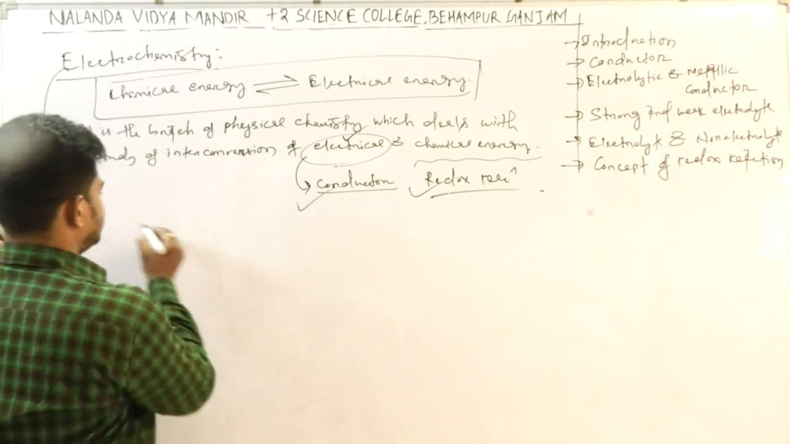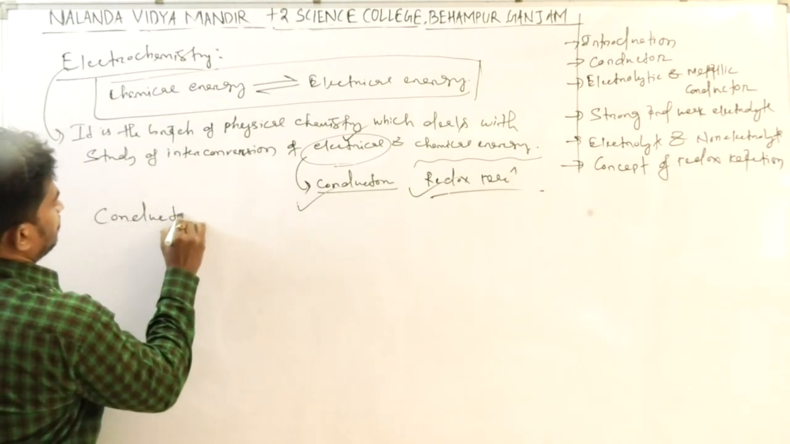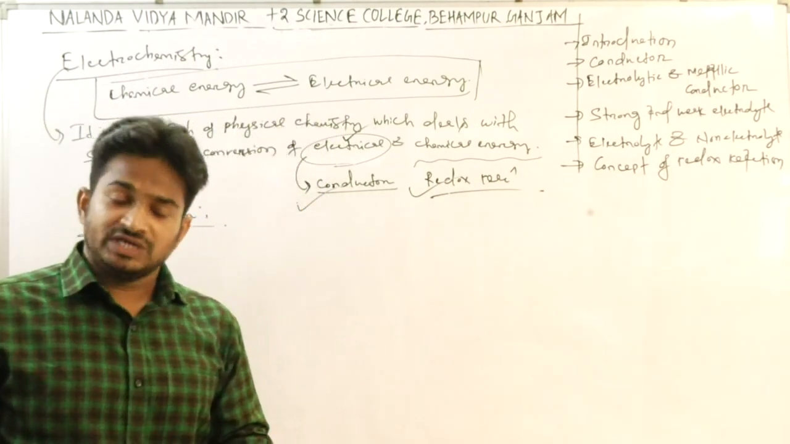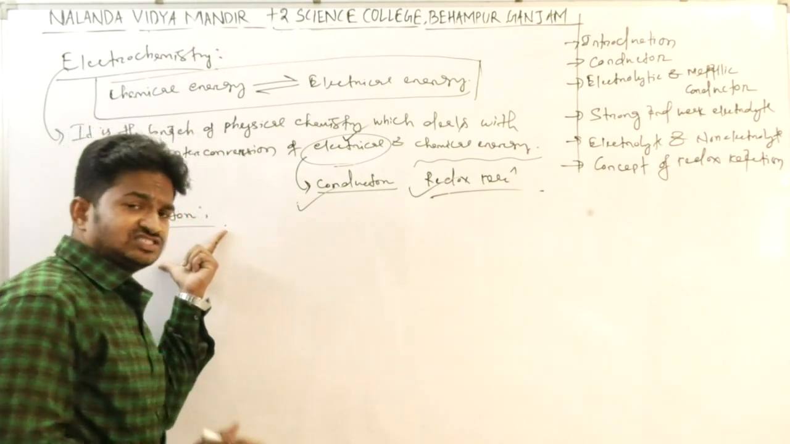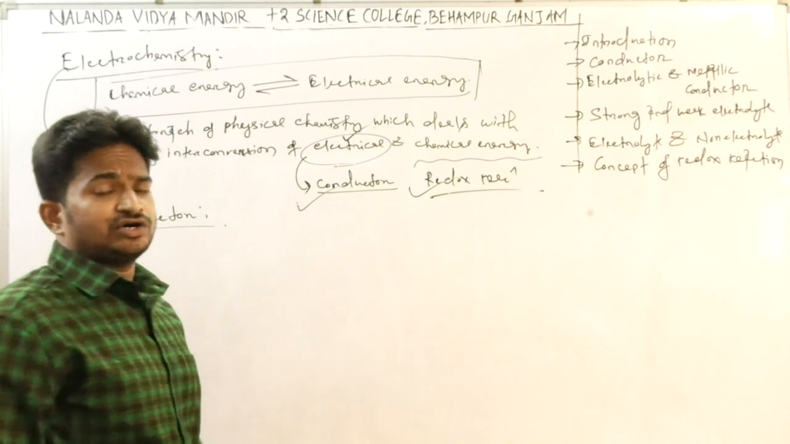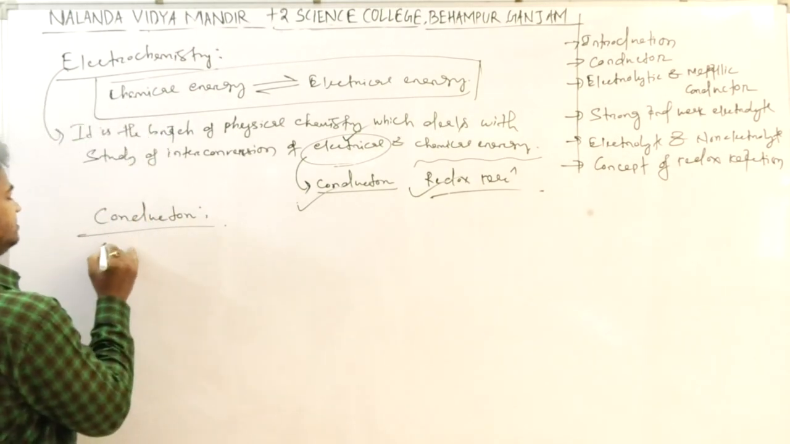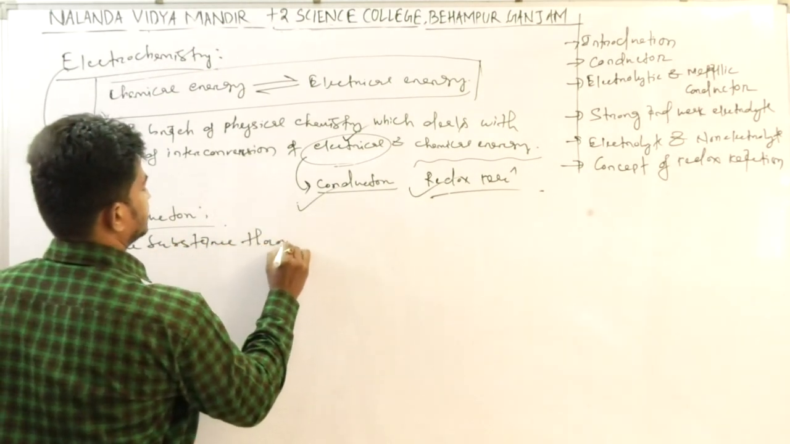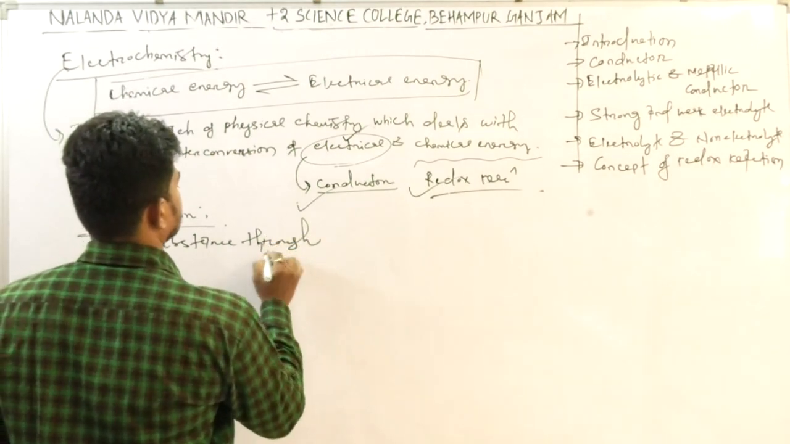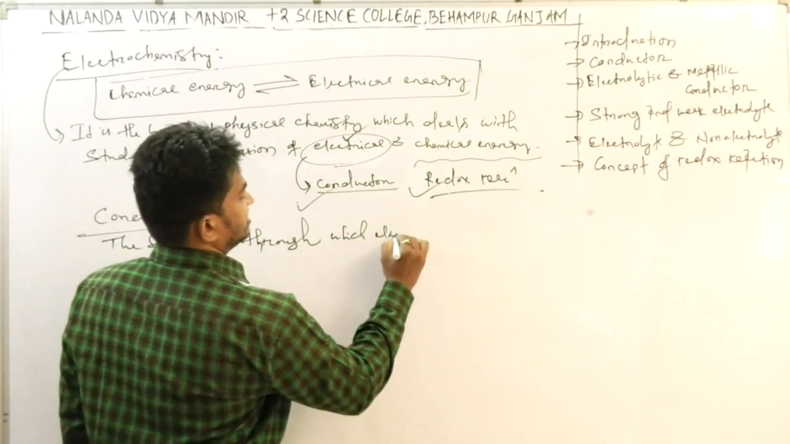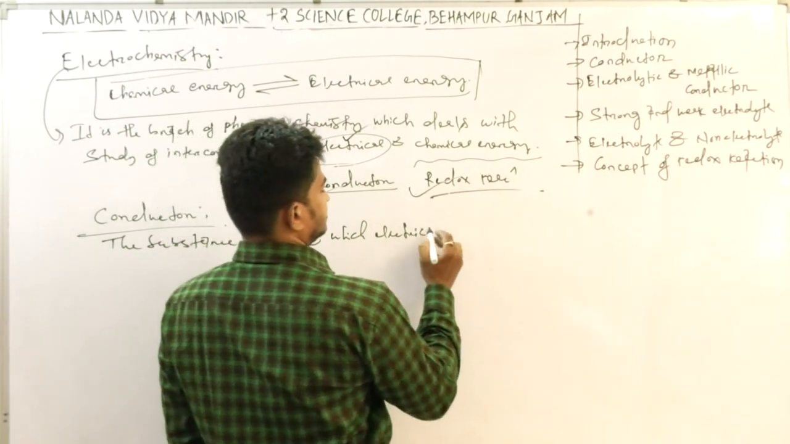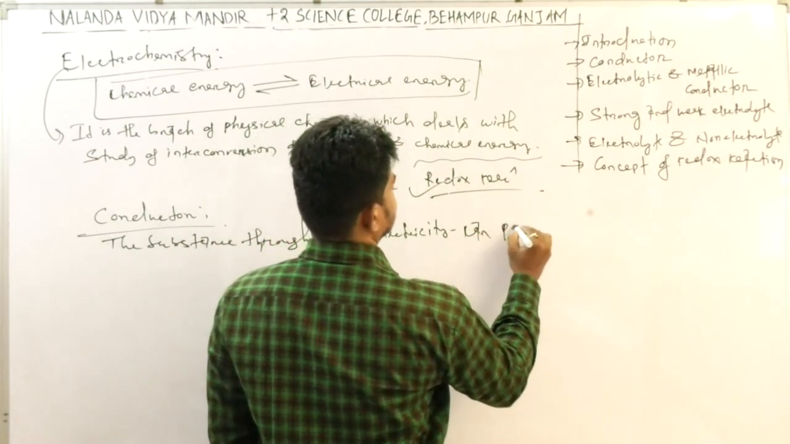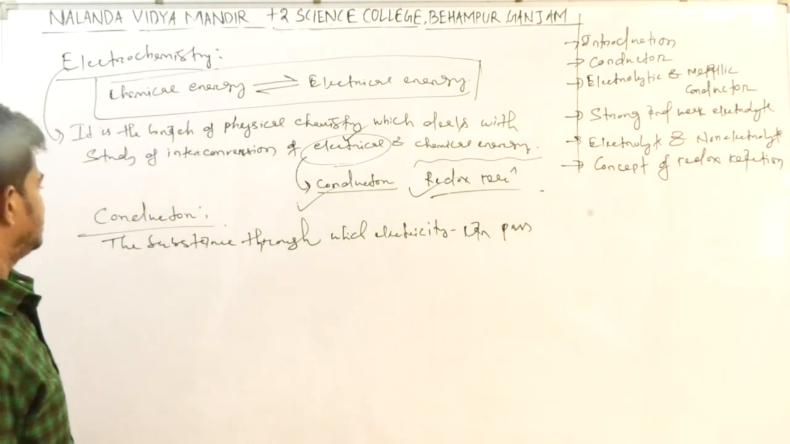The first one is conductors. From the last chapter, solid state, we have already discussed that a conductor is nothing but a substance through which electricity can pass.